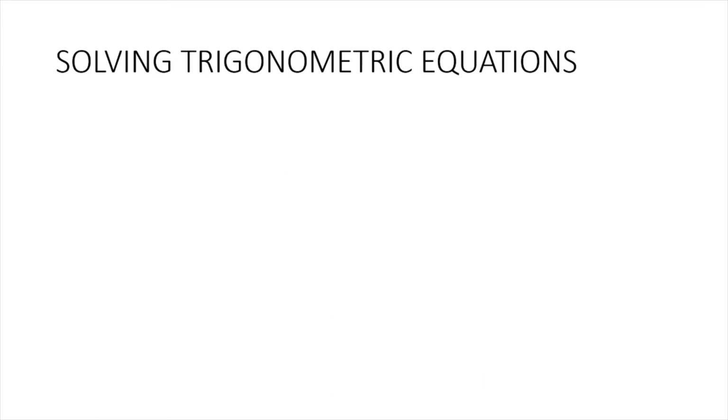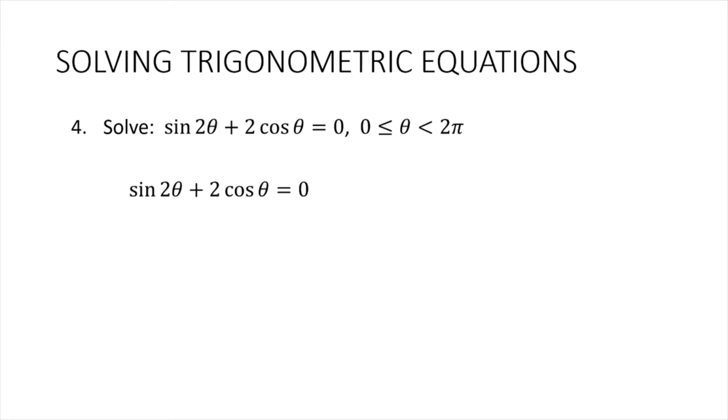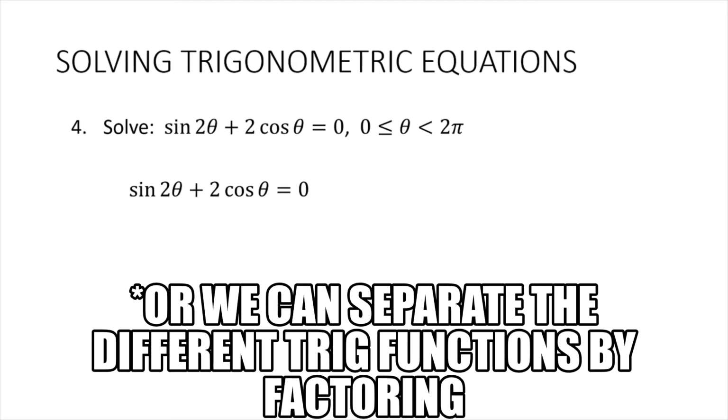Next, last problem. The given is sine 2 theta plus 2 cosine theta equals 0, where theta is greater than or equal to 0 but less than 2 pi. Okay, so what we have here are two trigo functions, sine and cosine. We also have two different angles, 2 theta and theta. So the first thing we need to do is to transform this equation so that we can only see one trigo function and only one angle.